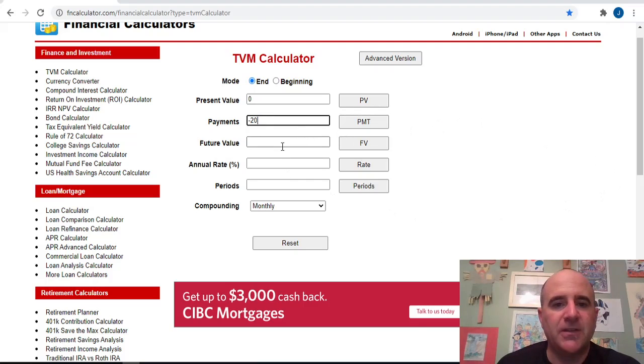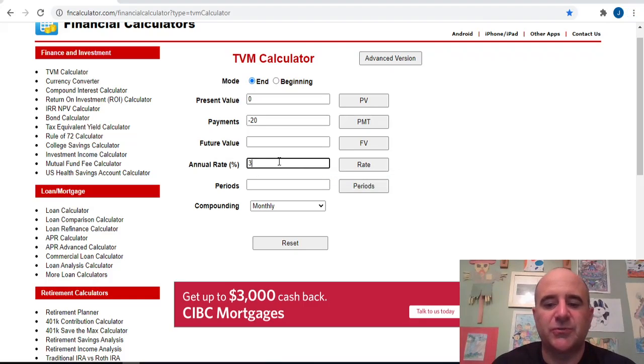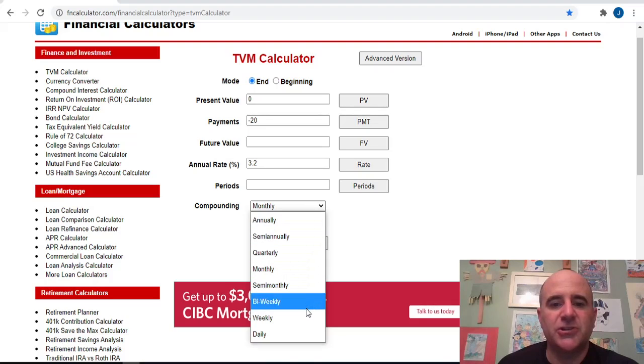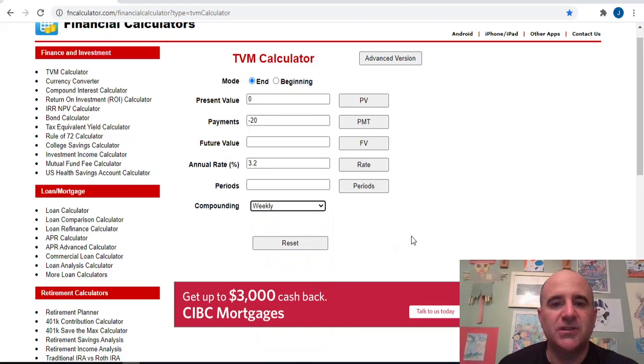We don't know the future value. That's actually what we want to find out. We do know the interest rate. In this example, we said that the annual interest rate was 3.2. And in this TVM solver, you put that in as a percent, not as a decimal. The compounding period was weekly. So that, sure enough, is one of the selections you can use here. Now the periods. The periods is the number of payments that you make. So in this case, that's 4 years, 52 weeks in a year. So 4 times 52 gives you 208. So there are actually 208 payments of $20.